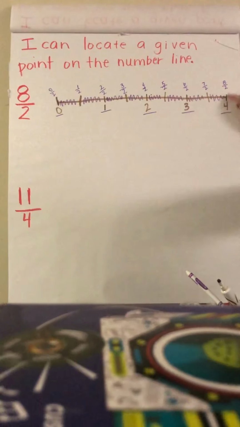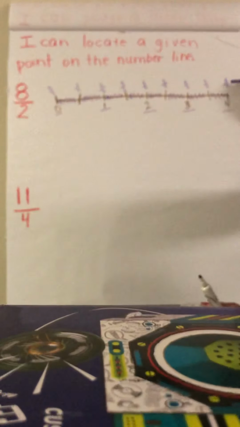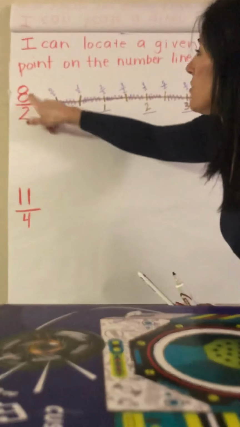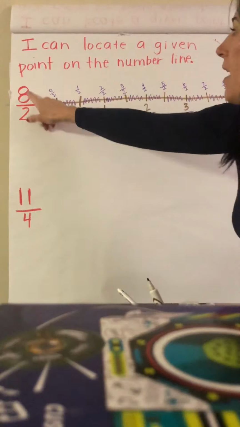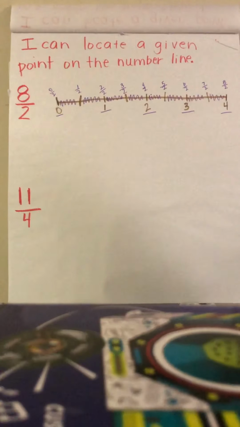Okay, so if you notice, I asked you to observe what the relationship between 8, 2, and 4 was. Well, first of all, if I'm just looking at this fraction, I can set this up as a division problem. If I have 8 and I divide it by 2, I know that it's going to be 4. Okay, that's how I knew to put my fraction there.